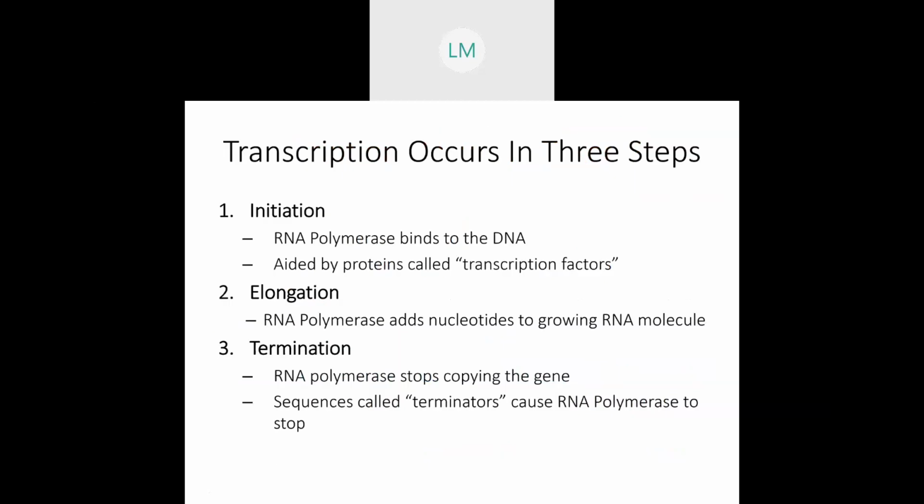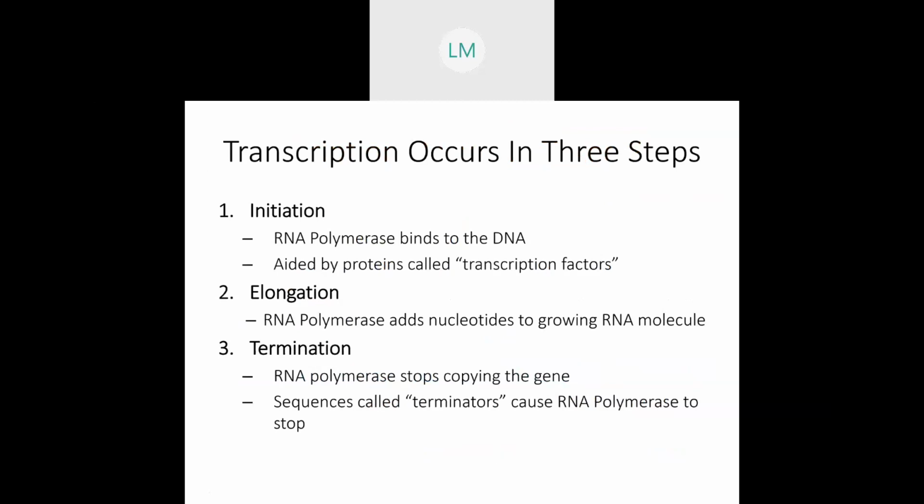When we talk about the actual process of transcription, that's occurring in 3 steps. So transcription is going to be initiated. We are going to elongate our RNA molecule. So we're going to build our RNA molecule, and then we're going to terminate transcription. So we're going to stop it. And these are all involving RNA polymerase.